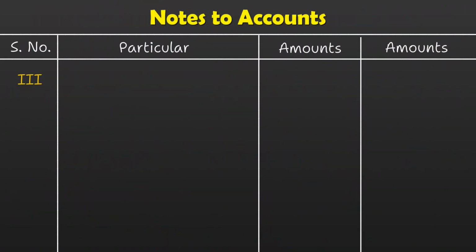So this will be accompanied with the note number 3. Now in the notes to accounts, we will go there and we will simply write the heading cost of material consumed. Now just tell me what shall be the cost of material consumed.